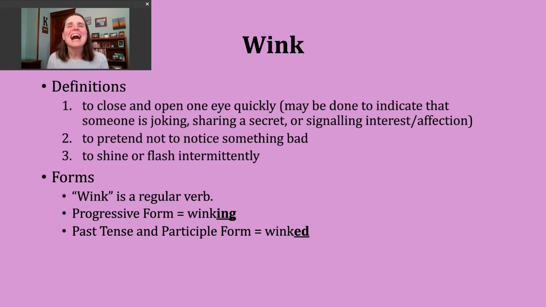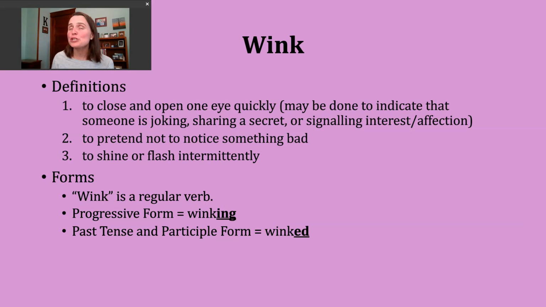human being. A second way the verb wink gets used can mean to pretend not to notice something bad. So the second definition is kind of like ignore. We're going to see some examples of this a little bit later. A third way the verb wink can be used is frequently in connection to lights. It might be when something shines or flashes intermittently. Right? So you might think something is off and on, right? That's what's meant by that.